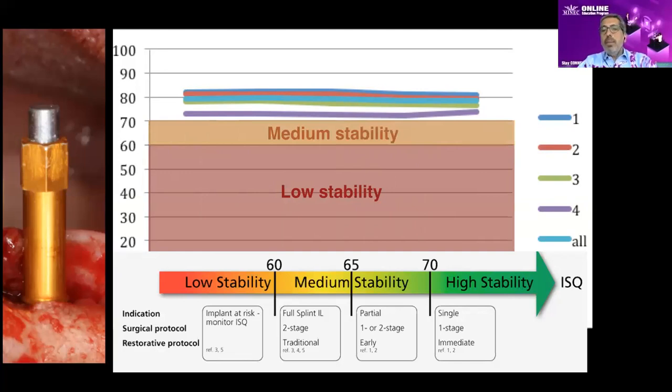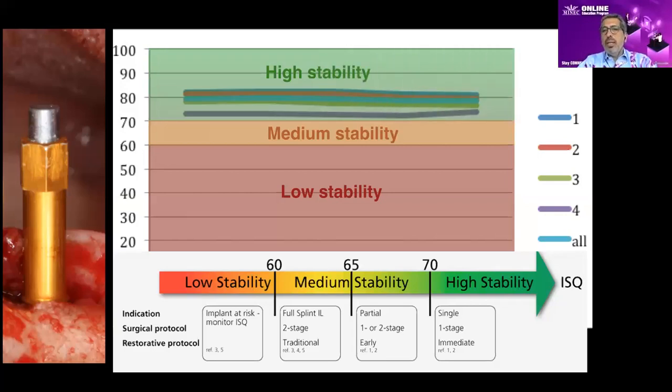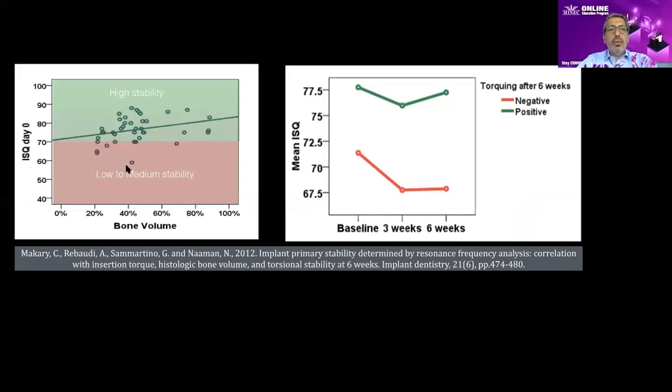Any implant that is below 70 is considered an implant with medium stability, where in certain conditions we can do early or immediate loading. And any implant that is above 70 ISQ is an implant in the high stability zone. And these implants can always be loaded immediately or early. So all of our implants were in the high stability zone, and all of our implants were candidates for early and immediate loading. And you can see that in other studies also, we had a lot of implants that were in the low to medium stability zone.